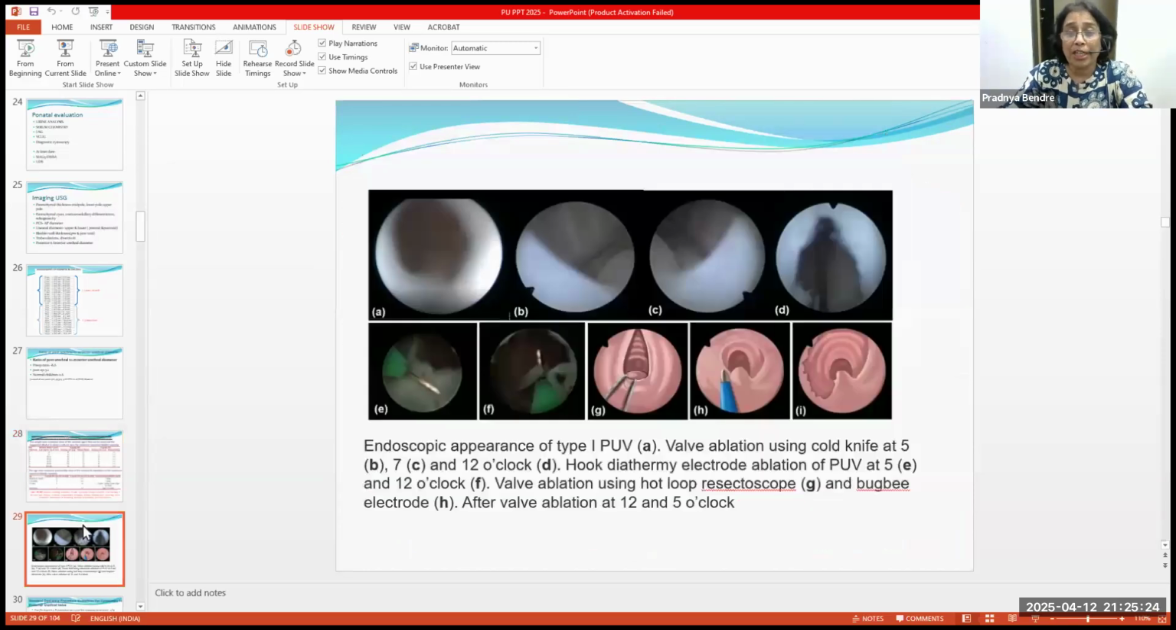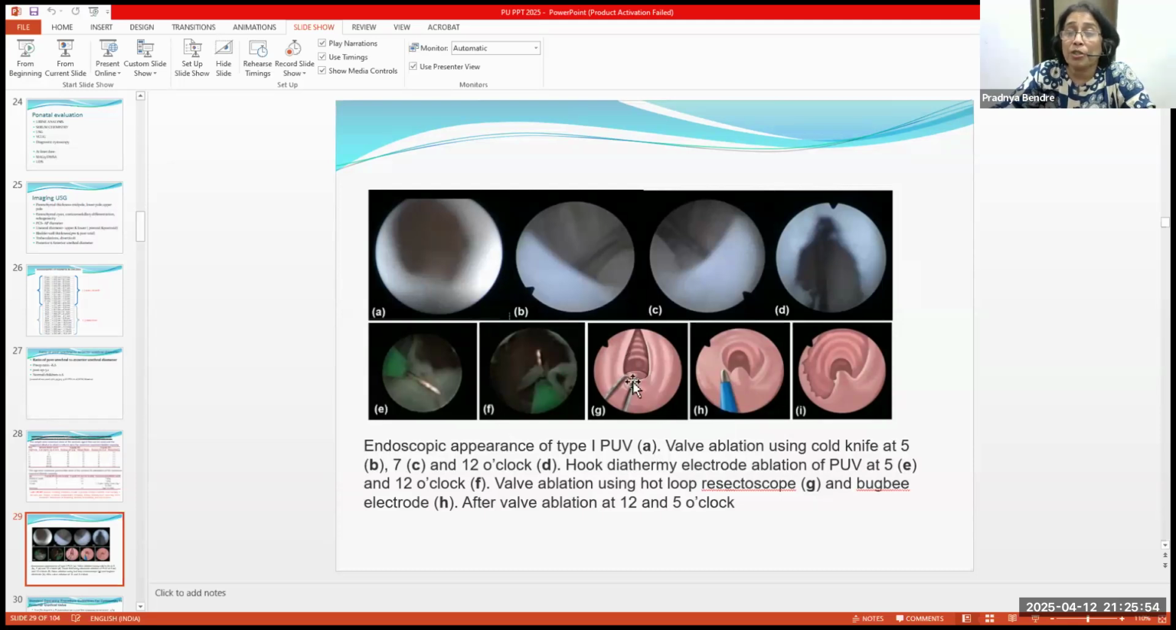Then come to the fulguration. When you start talking about fulguration, a lot of questions come in the exam and in practice also. There are multiple modalities by which we can do a valve ablation. Basically, valve ablation will be done at 5 o'clock, 7 o'clock and 12 o'clock positions. You can use either a hook, a Bugbee electrode, or a cold knife.